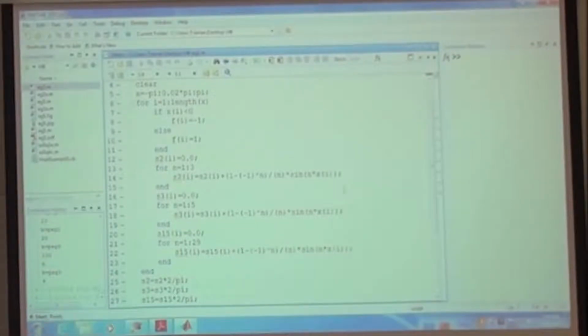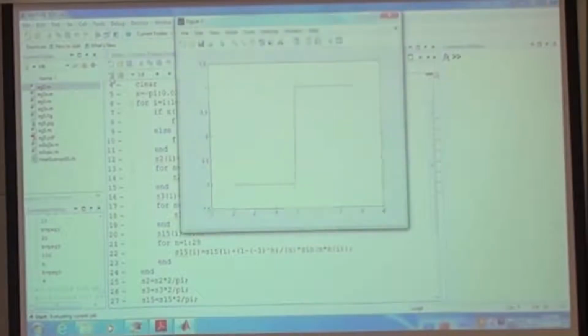Then S15 is 1 to 29. Okay, so I can't go to infinity, I have to stop somewhere. So I plot, after finding this, because there is a 2 over pi which is constant, I take it out of the sum. Then I multiply by 2 over pi for each one of these, and let's see what happens when I run this.